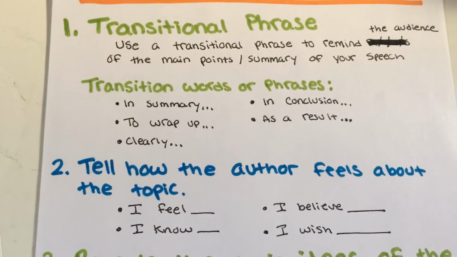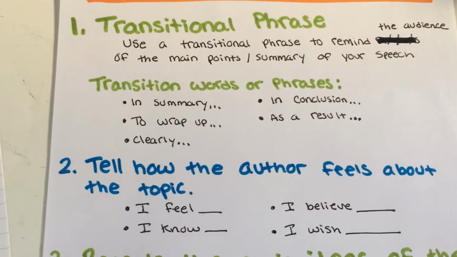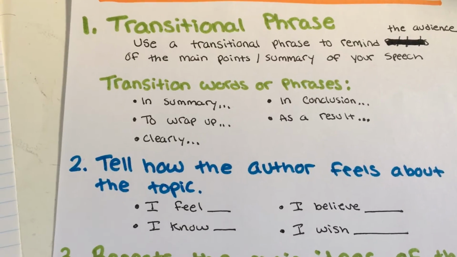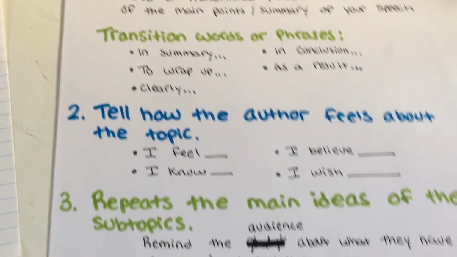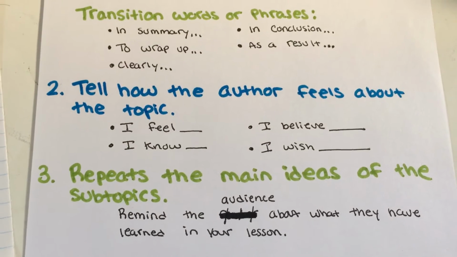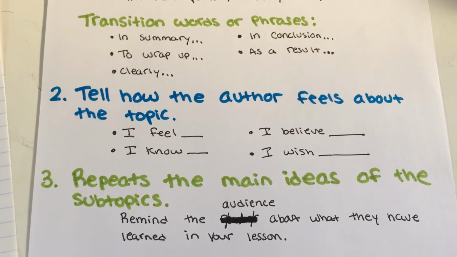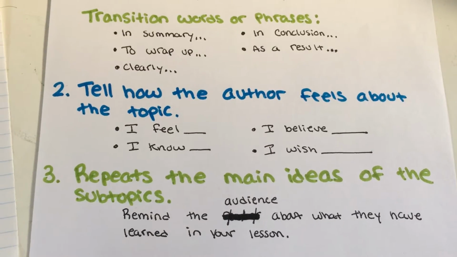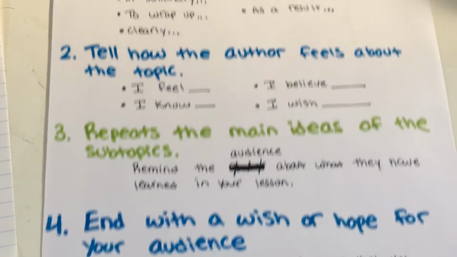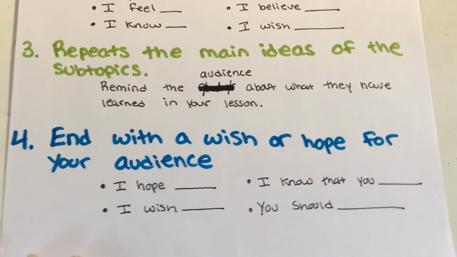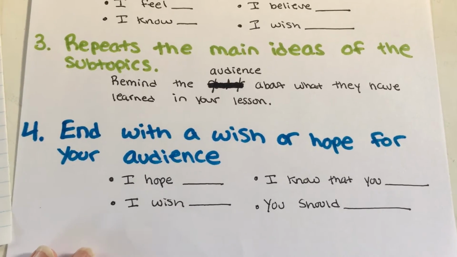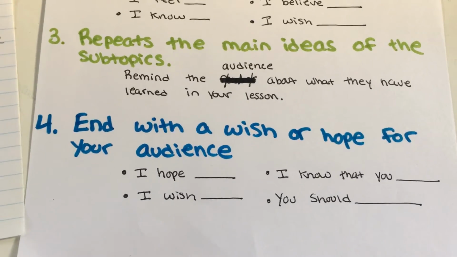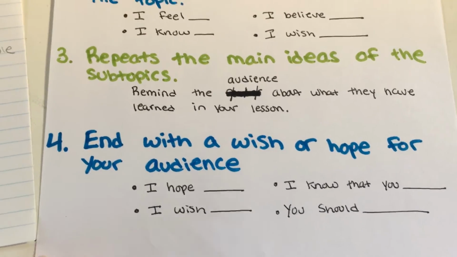Then I want you to tell how you feel about your topic. So you might say, I feel, or I know, or I believe, I wish. Then you should repeat the main ideas of each subtopic. So you're going to remind your audience about what they've learned in your lesson. And finally, you're going to end with a wish or a hope for your audience. So you might say something like, I hope, or I wish, or I know that you, or you should.